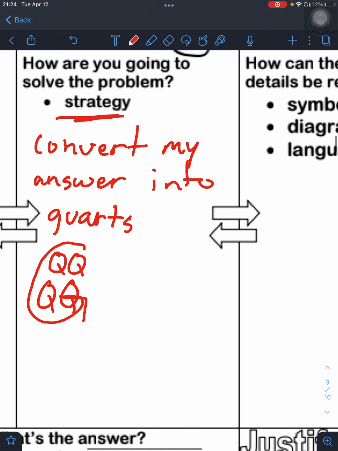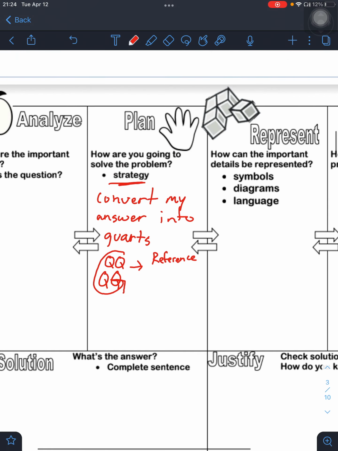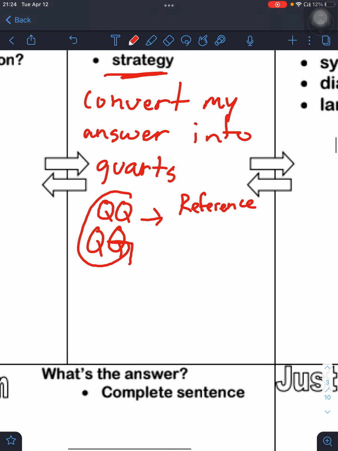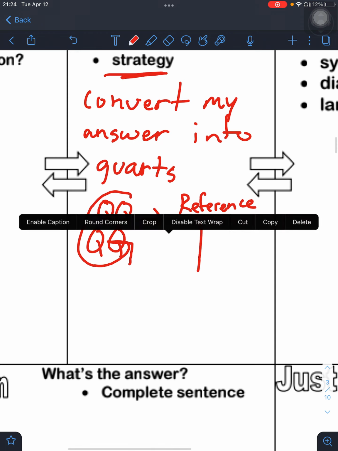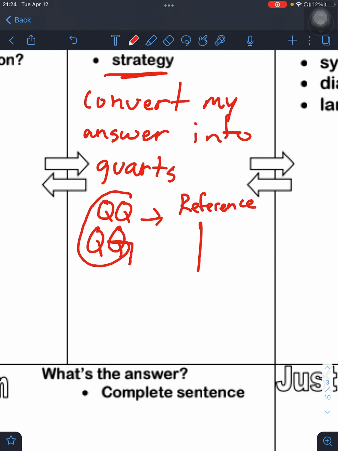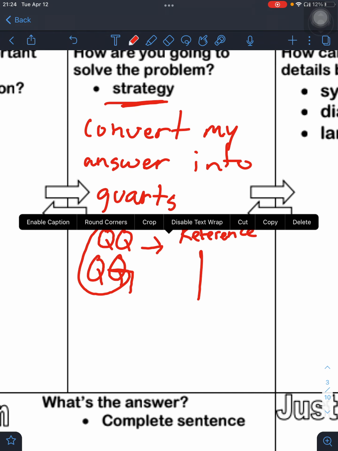Okay, and if you don't remember that, then I'm going to go to my reference material sheet to help me find my answer, and I'm going to create my input output table. So you have multiple strategies. You're determining which one you're going to use, and that's the one that you're going to be writing.